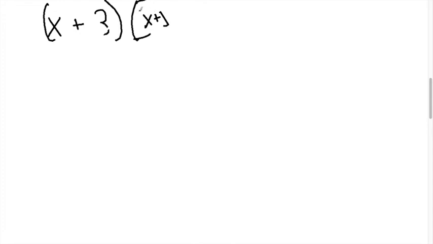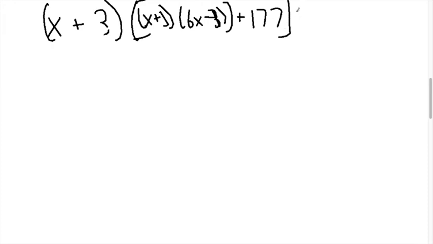So, after doing that step, you get the simplest form, which is x plus 3 times our new simplified value for what was here before, which is x plus 3 times 6x minus 37, all plus 177, which once again has the minus 203.